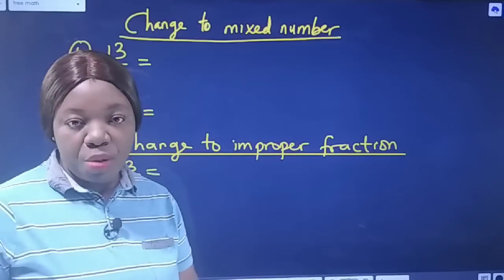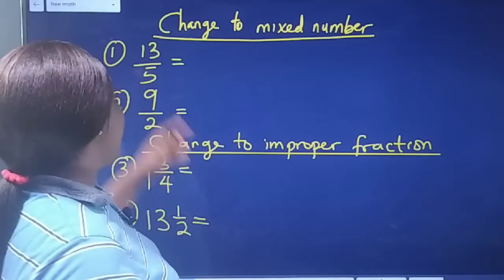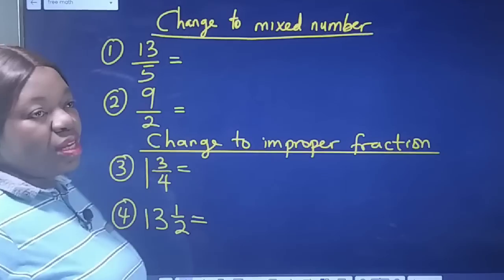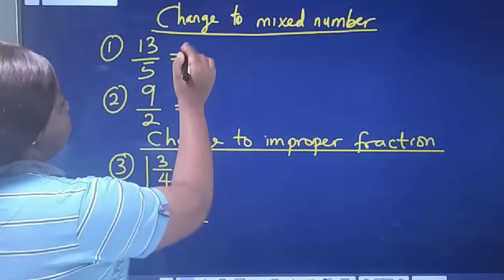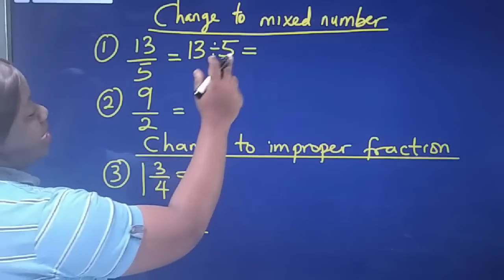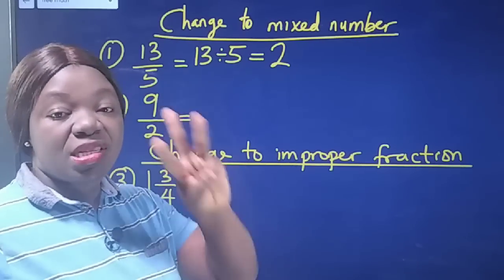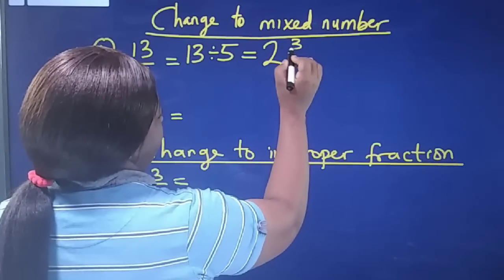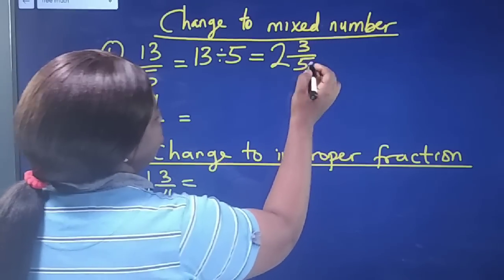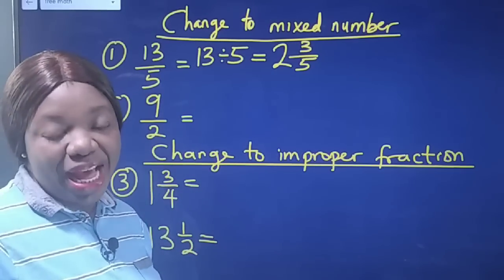Let's change to mixed number. You can only change an improper fraction to a mixed number. These are improper fractions; let's change them to mixed numbers. 13 over 5. This is how you change to a mixed number. You divide 13 by the denominator and write down the remainder. 5 will go into 13 twice. That's 10. It remains 3. Write down 3 over the denominator 5. So the numerator will be the remainder, and you keep the same denominator.